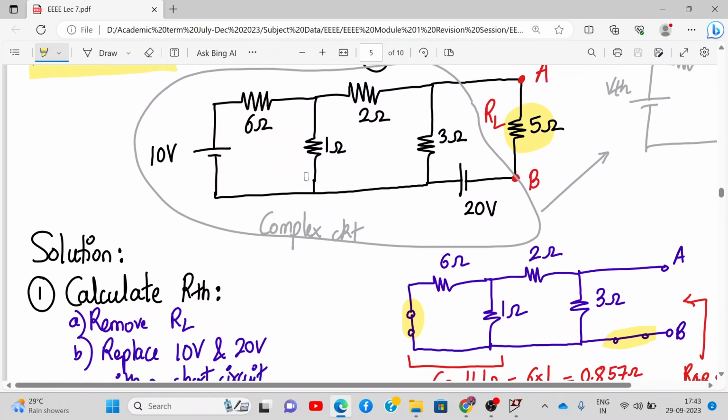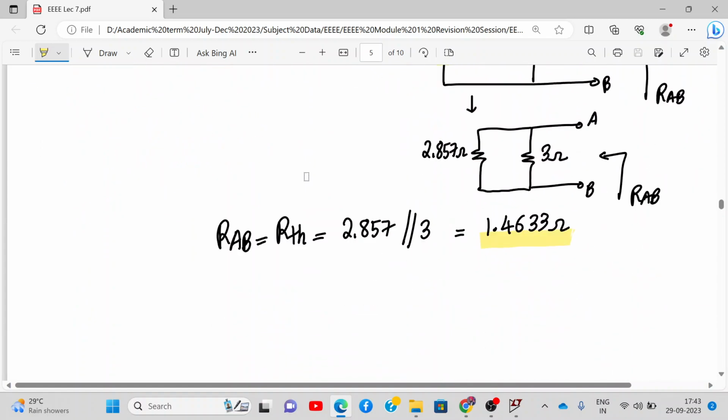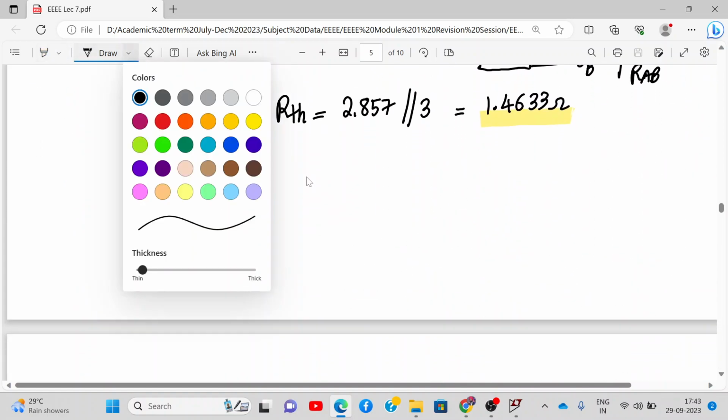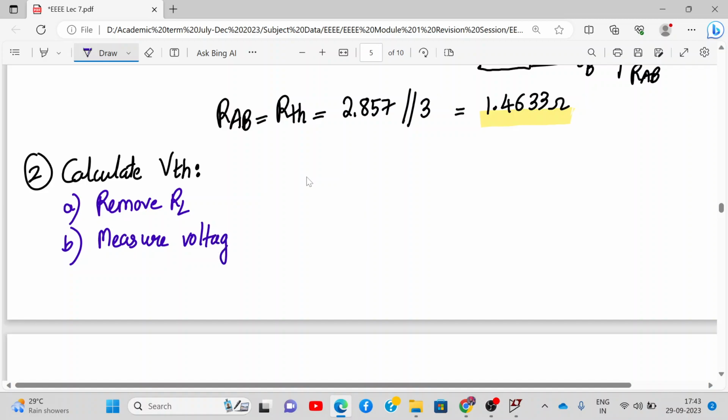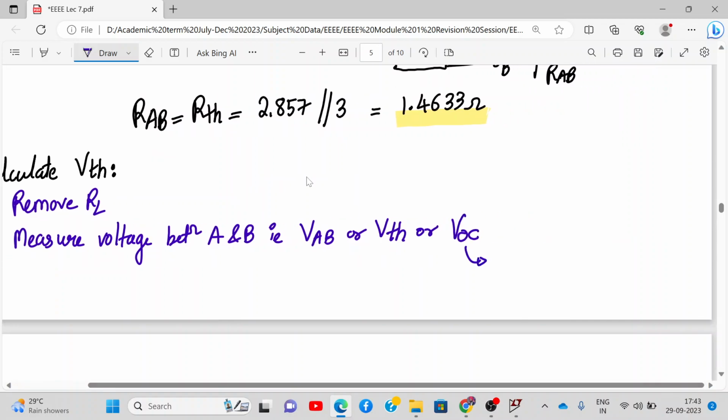Okay. Now next is we will calculate the value of Vth. All right. Let us write it down. Next is calculate Thevenin's voltage Vth. So to calculate Thevenin's voltage Vth, there are two steps. First is remove load resistance RL between the terminals A and B, and then measure voltage between terminals A and B. That is, measure VAB or VTH, which is also called the open circuit voltage.